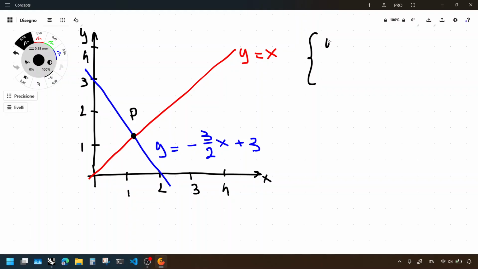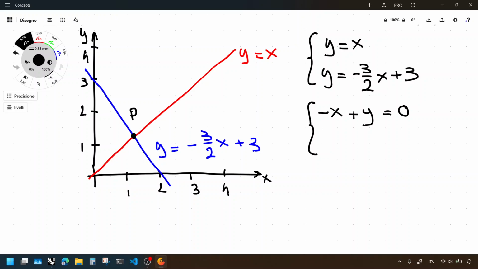All right, so let's write the two equations: y equals x, and y equals minus 3 over 2 x plus 3. Then I want to rearrange this so that I have all the x's in the first column, all the y's in the next, and then all the known terms. So this is minus x, because I moved it to the left, plus y, which stays where it is, equals 0. We don't have anything left to the right of the equal. And then we have 3 over 2 x, because we move this minus to the left, plus y equals 3, which is what we are left with to the right of the equal.